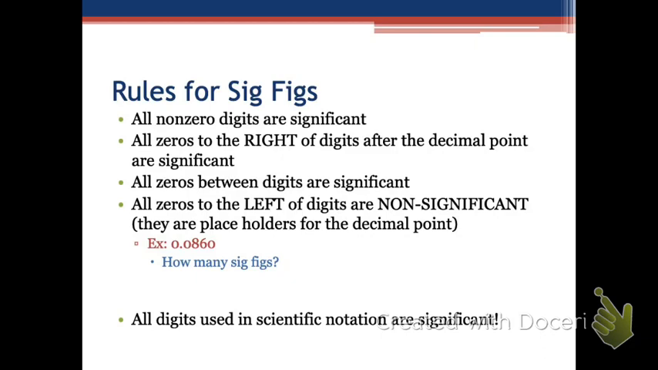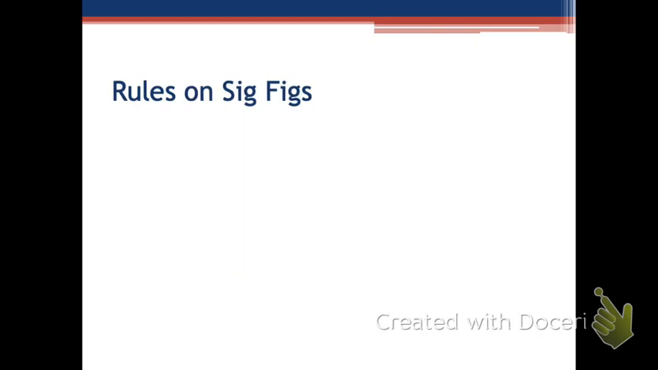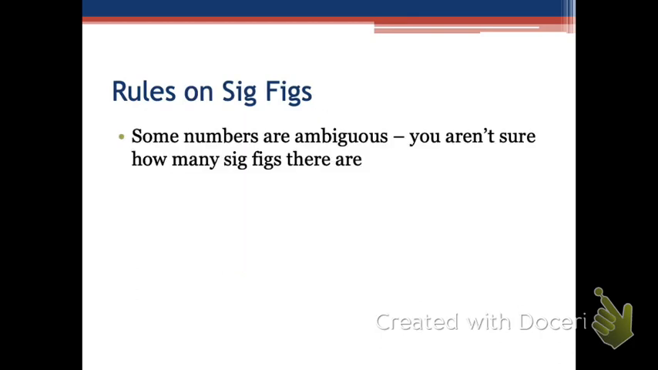Questions about these rules? Okay, the worst one's yet to come. There are some numbers that we consider ambiguous, which means we don't know how many significant figures there are. These are very specific cases that are ambiguous.